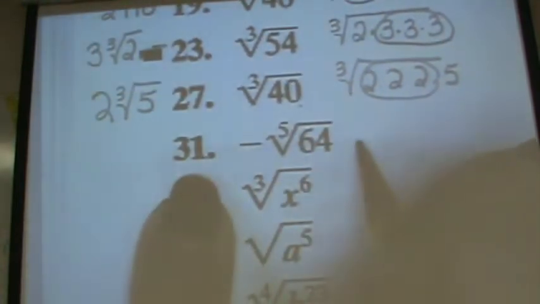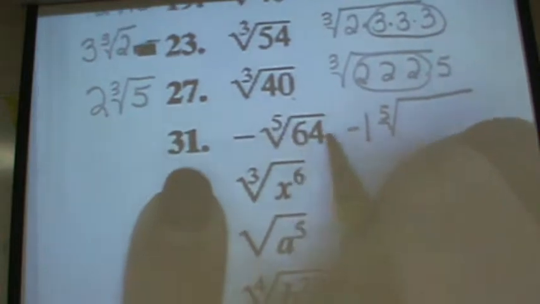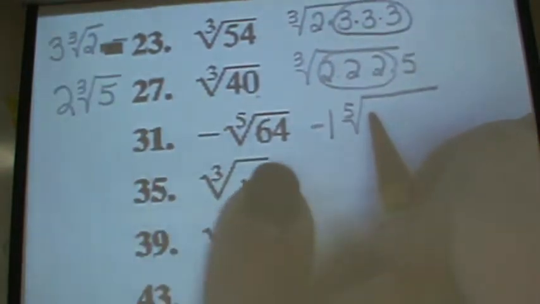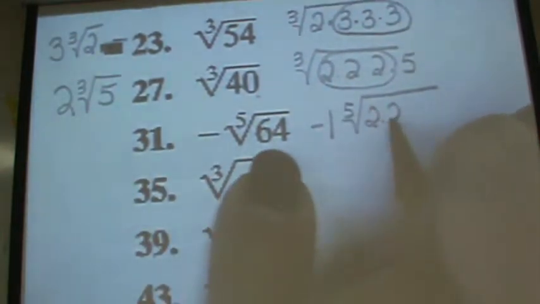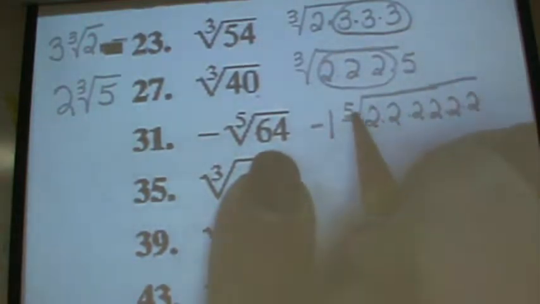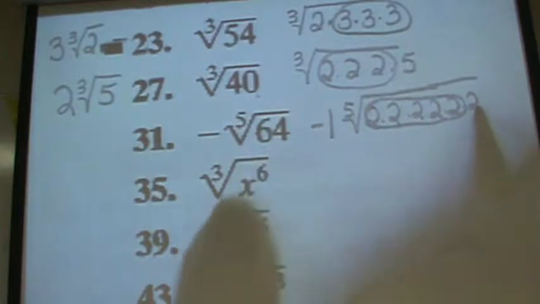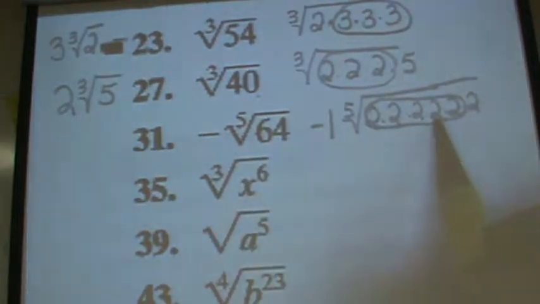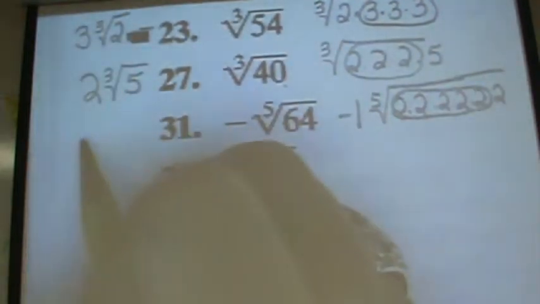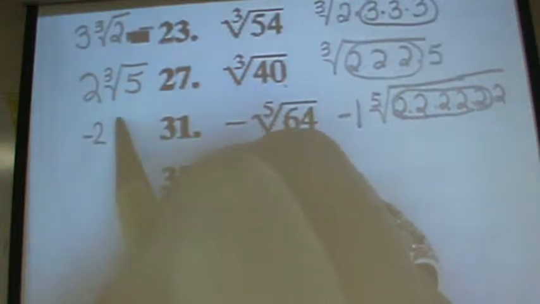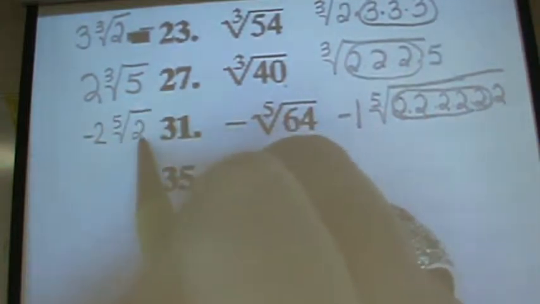31, we have -1, and then we're going to break up 64. We need 5 numbers that multiply to give you 64. Well, 2 times 2 is 4, times 2 is 8, times 2 is 16, 32, 64. So we're looking for 5. 1, 2, 3, 4, 5 of these 2s come out. What stays is that 2. So you're going to take this 2 and multiply it with that. So you end up with -2 times the 5th root of 2.